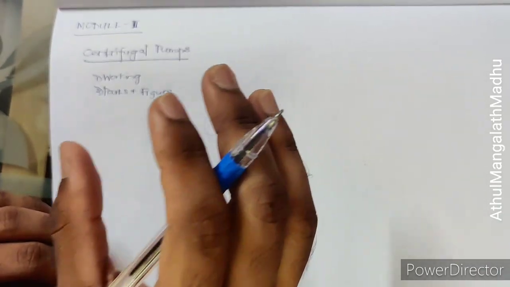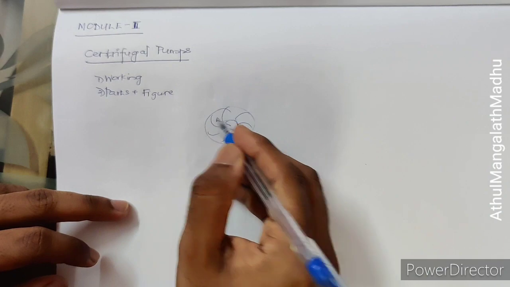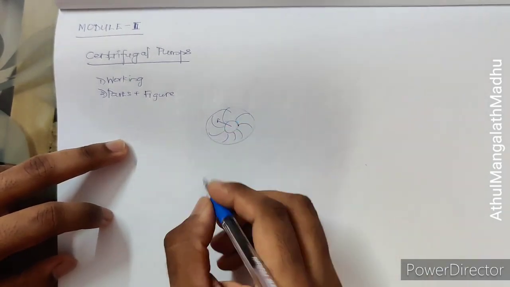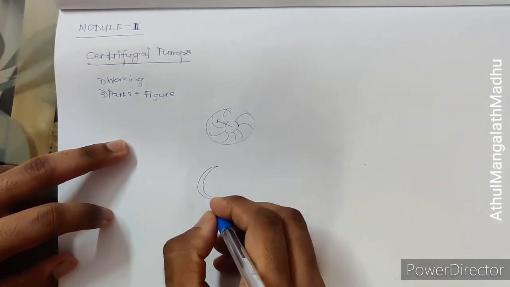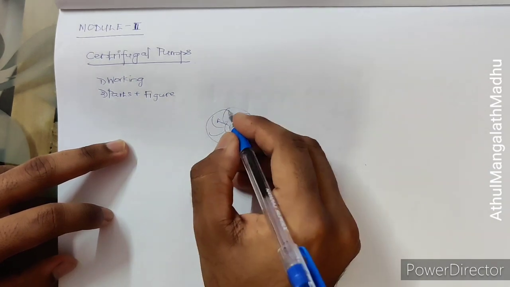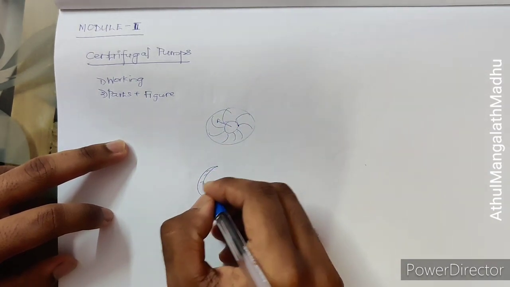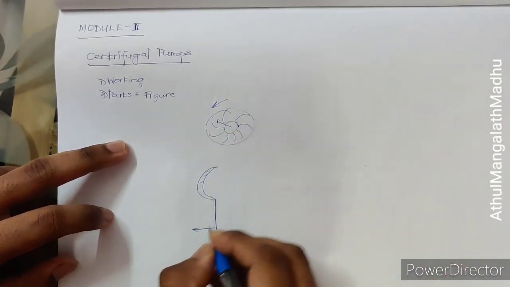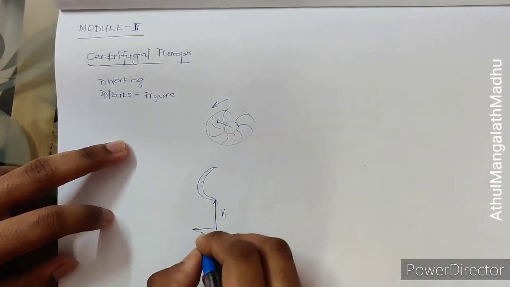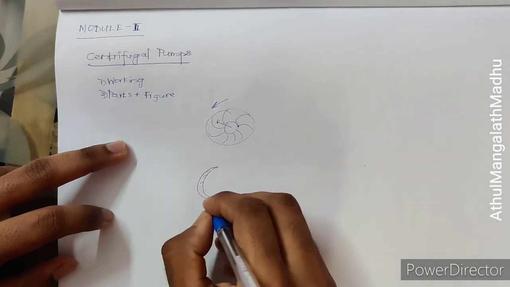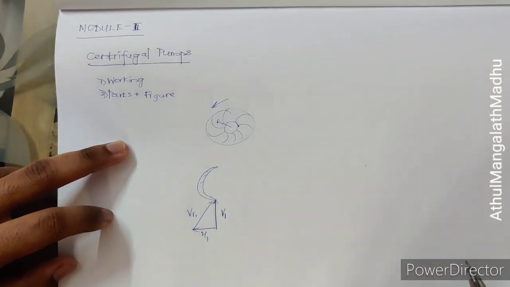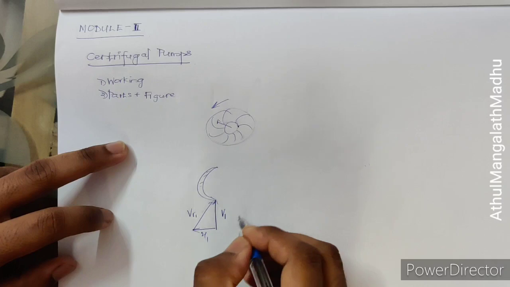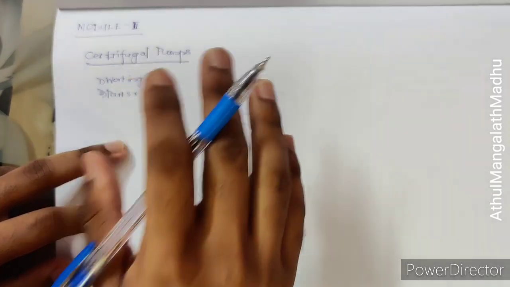And the most important thing that you have to understand is the flow is always radial. So whenever you draw, I'm just showing this vane. So the water will be entering like this, and it is getting rotated like this. So you have V1 like this and U1 like this. So this is your Vr. Always remember this V1, this is always like this in the case of a centrifugal pump.